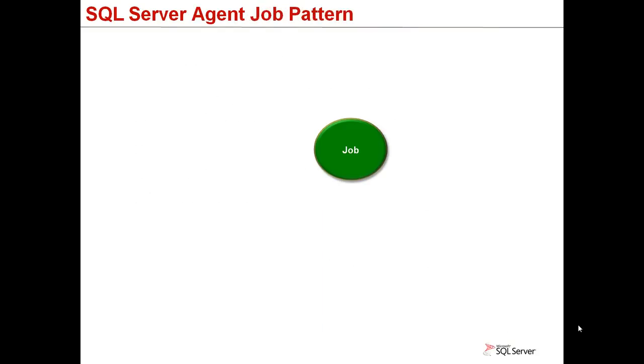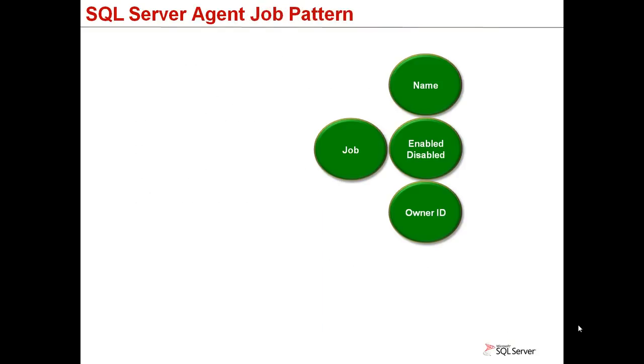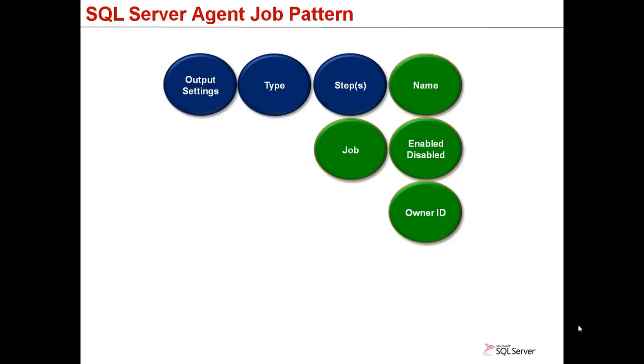Here is the pattern for a SQL Server Agent job. Everyone must have a valid name, a login as owner, and the status is either enabled or disabled. A disabled job is only able to run if executed manually by the database administrator or by a user with privilege in SQL Agent. If the job owner login specified is a user without the appropriate permissions, the job will fail. And the job must have at least one step where you specify the type and output settings.